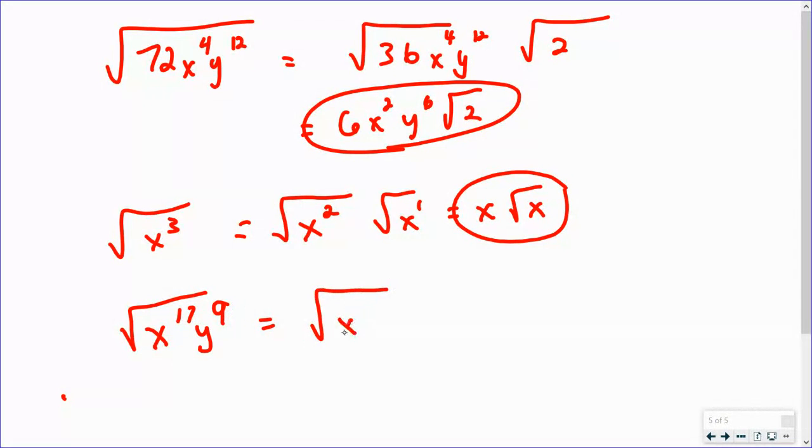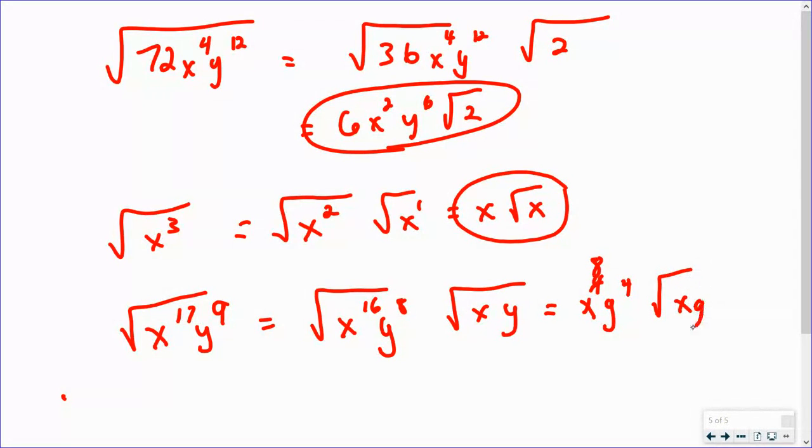The square root of x to the 17th, y to the 9th. I want to take out the biggest even I can out of both those. What's left? 1x and 1y, because 1 plus 16 is 17, and 1 plus 8 is 9. Well, take half those exponents. Oops, that's more like 8. This is more like 4. And the other part comes along.